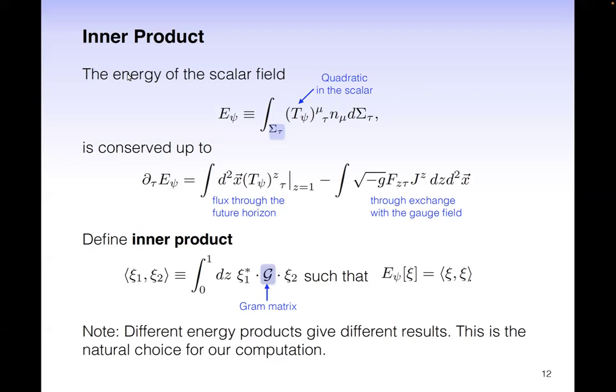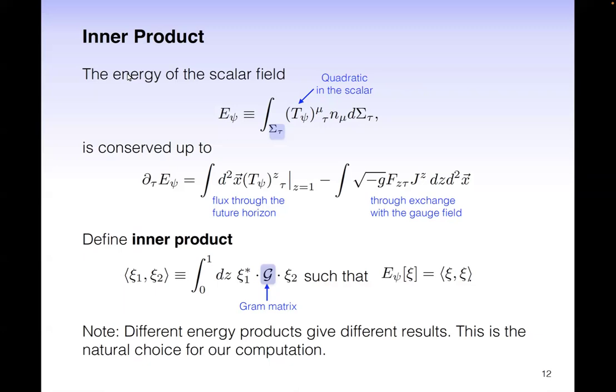Then we can try and understand what the properties of this guy are, and in particular, whether it's conserved or not. As you would imagine, it's not conserved, and it's not conserved in this precise form that you see here. It has one term that essentially gives us the flux of energy through the horizon. And then we have another term here that essentially is a manifestation of the interaction between the scalar field and the gauge field.